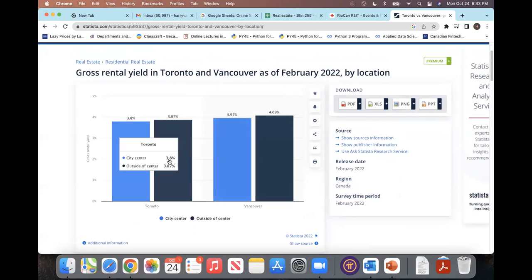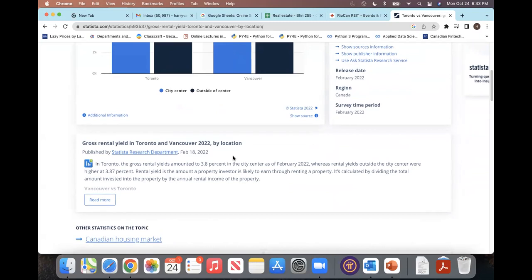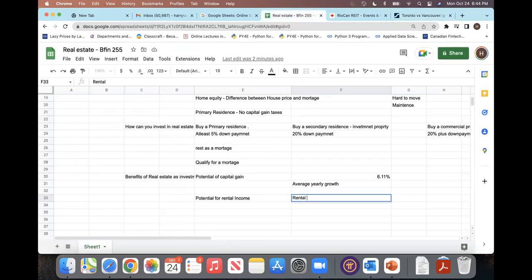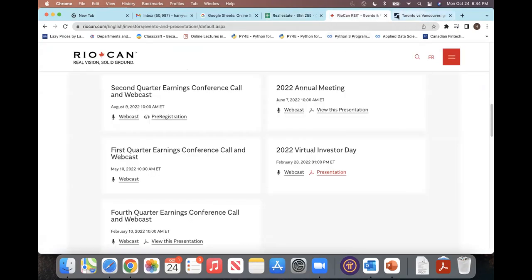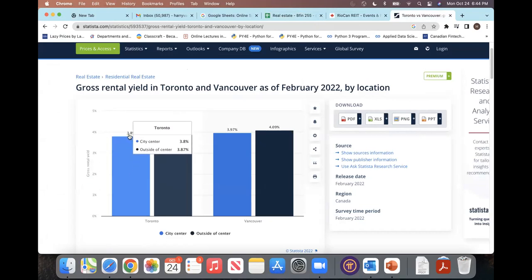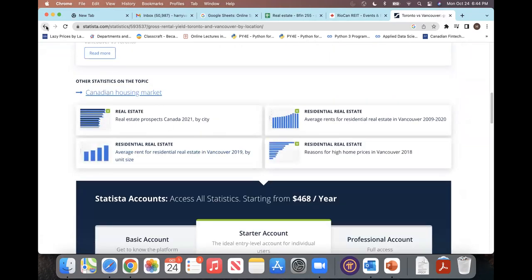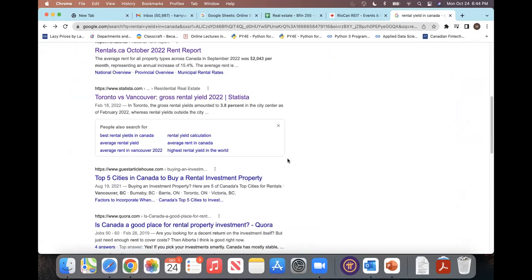So this is Toronto and Vancouver, the rental yield in those cities. So what is rental yield? It is how much rent you collect versus how much the property value is. Rental yield is a measure that a lot of investors track. It is given as gross rental income, that is before deducting any expenses, divided by property value. Rental yield in major cities: Toronto is somewhere around 3.8, 3.9%. Vancouver is a little bit higher, 3.97 or 4%. So that's the expected gross rent that you might be collecting.